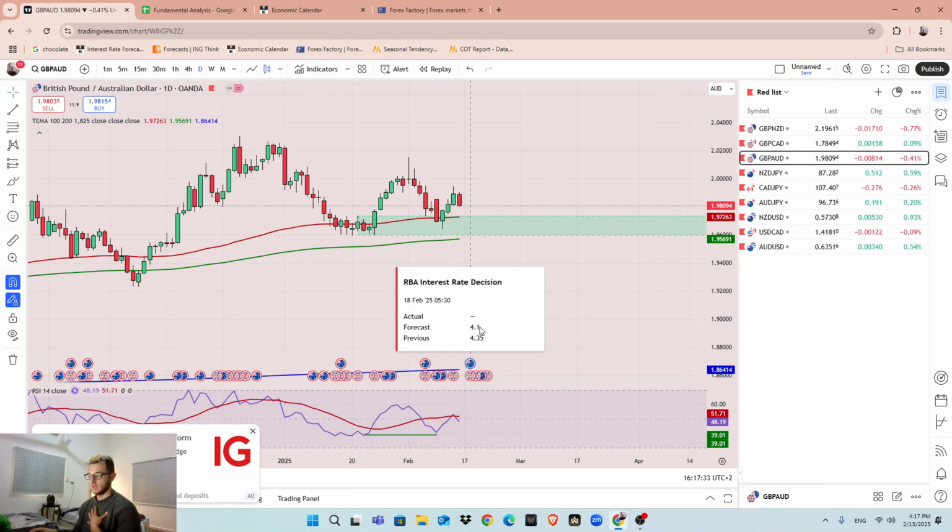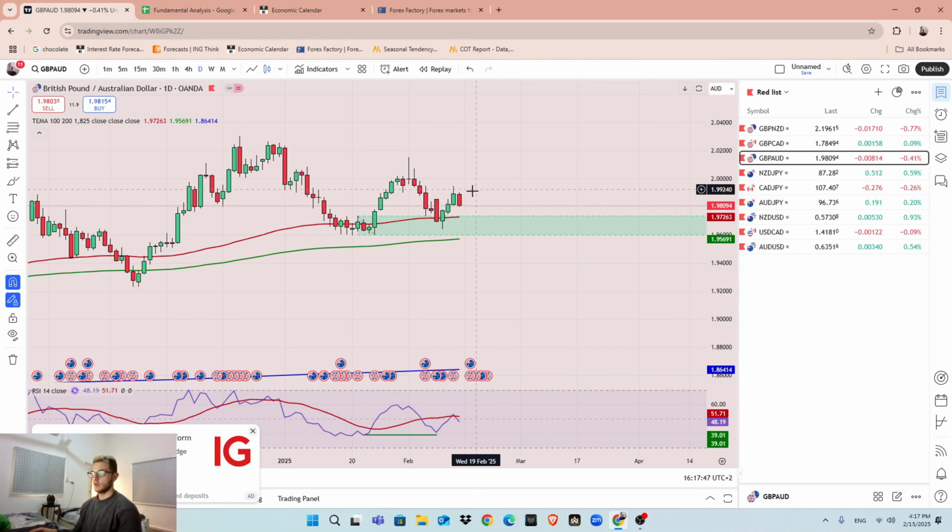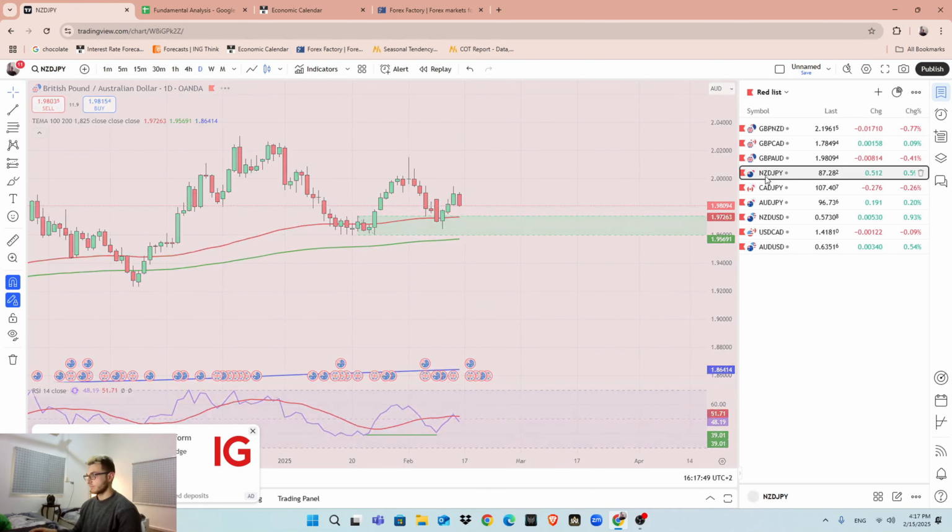This is my own strategy, and hopefully if unemployment rate comes out positive for the pound, I will be looking to long this pair also.